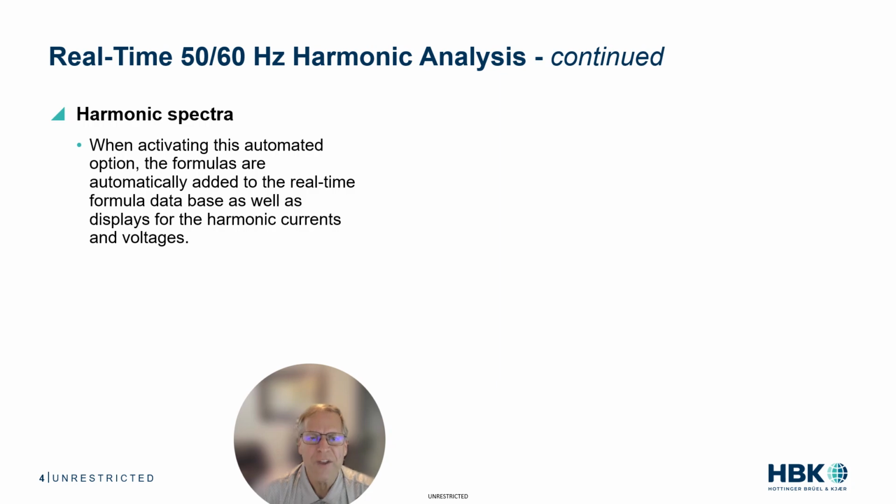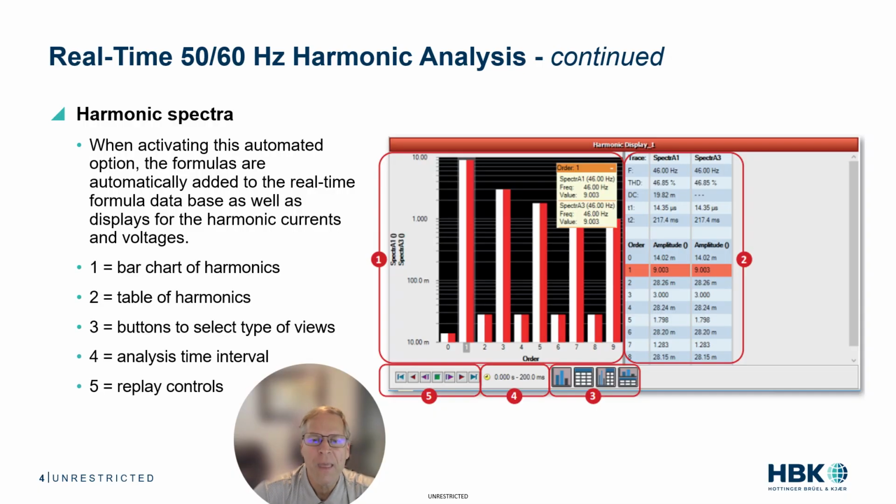When activating the automated harmonic spectra option, the formulas are automatically added to the real-time formula database, as well as displays for the harmonic currents and voltages, as you see here. Here's an outline of the bar chart of harmonics, tables of harmonics, buttons to select types of views, an analysis time interval, and replay controls.